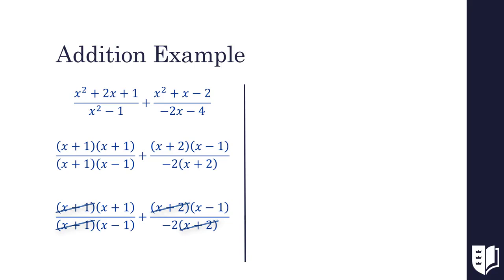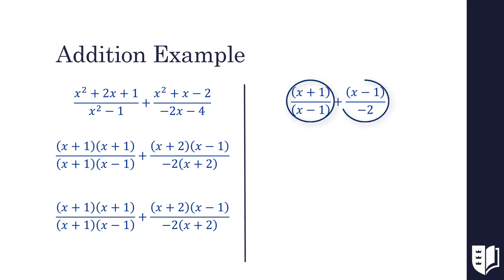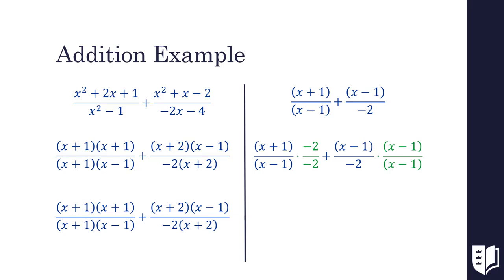Once we finish canceling, we are left with the fraction (x + 1) divided by (x − 1) added to the fraction (x − 1) divided by −2. Now we need to find our common denominator. We find this by multiplying each factor present in the denominators of our fractions. For this fraction, our common denominator is −2 times (x − 1). This means that we need to multiply our first fraction by −2 over −2, and our second fraction by (x − 1) over (x − 1), because these were the factors they were missing.